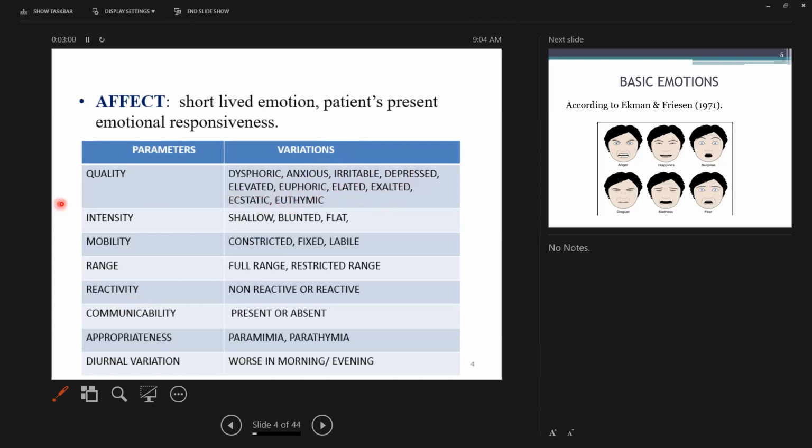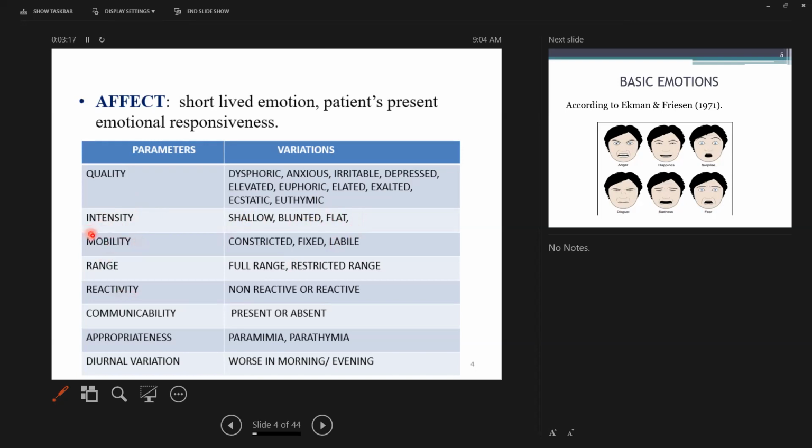Now, the intensity of affect is basically the strength of emotions, which can be shallow, which lacks the depth of emotions. It can be blunted, that is, a patient has an expressionless face or a uniform voice no matter what the topic of the conversation is. Now, flat is an absent affect.